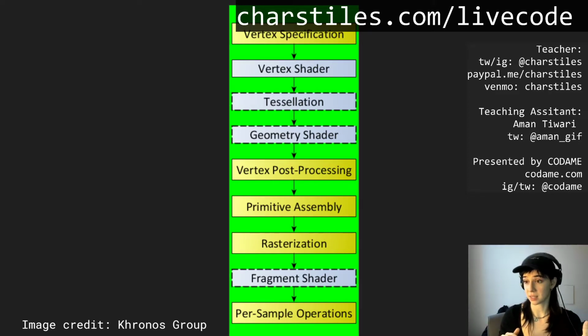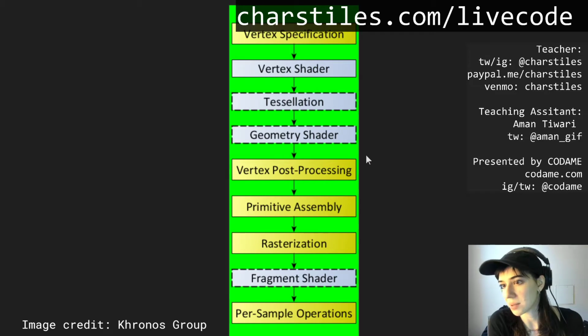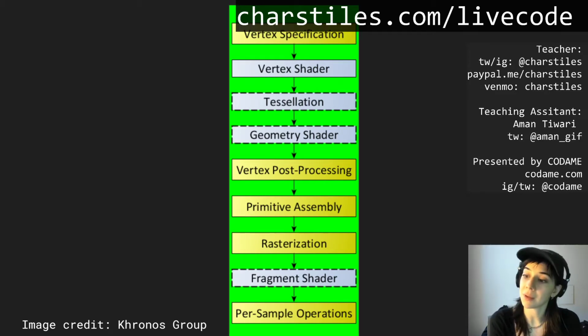So you have a vertex shader, which will change the vertices in your 3D model. For example, if you have an OBJ, that can be changed by a vertex shader. Then the vertices get passed into the tessellation shader, which then gets passed into the geometry shader. Tessellation and geometry are optional. Then vertex post-processing, primitive assembly, rasterization, and the fragment shader. We're going to be using just the fragment shader on this online editor.